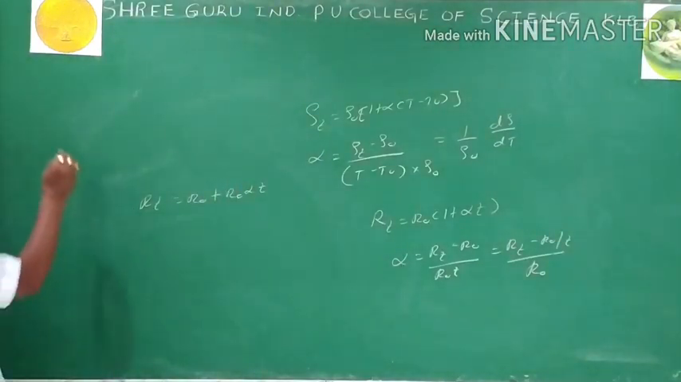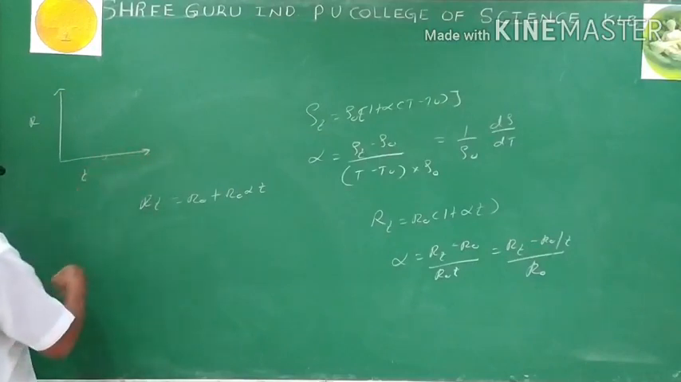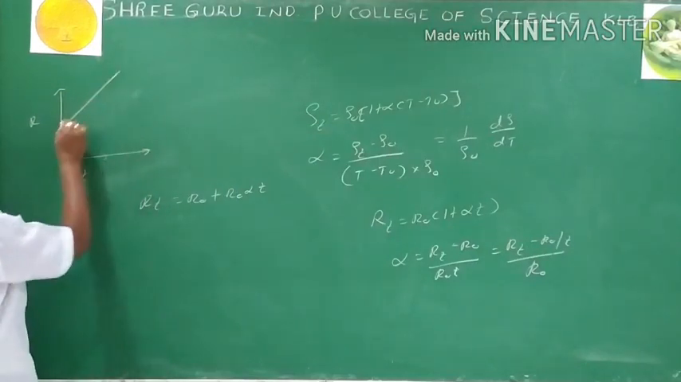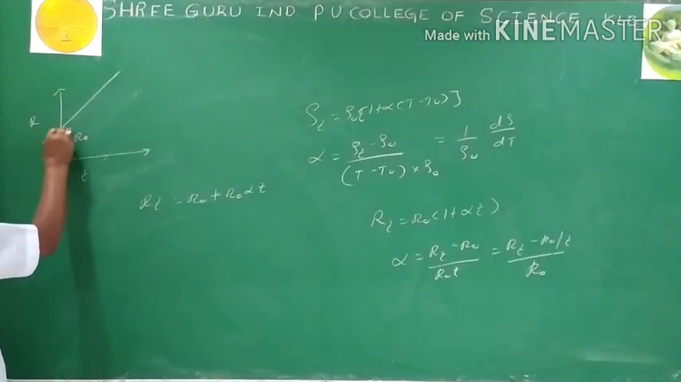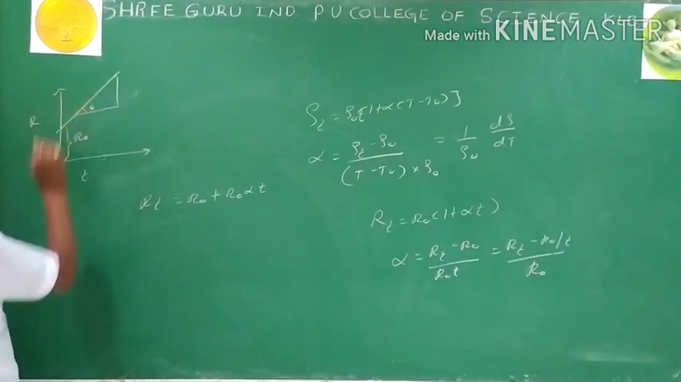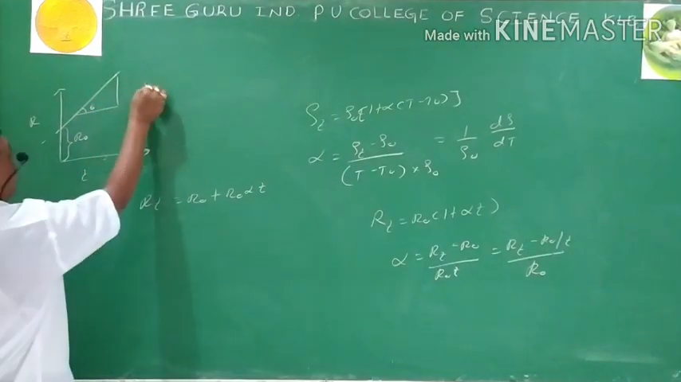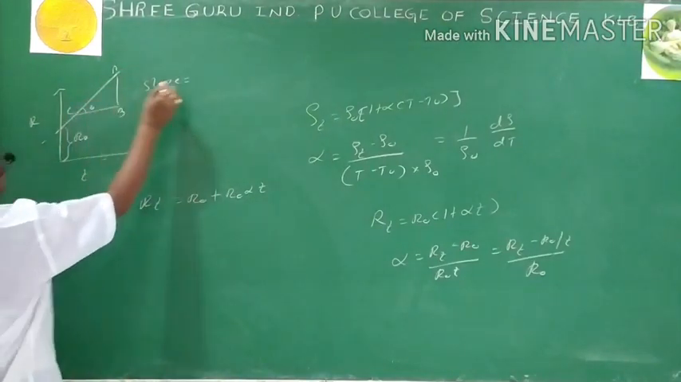Graphically, we have represented resistance versus temperature. As the temperature increases, resistance also increases. Now, this is a linear graphical representation. This is R naught, the y-intercept. Now, this is nothing but a triangle. We go for the graphical representation. The slope is nothing but AB by BC.